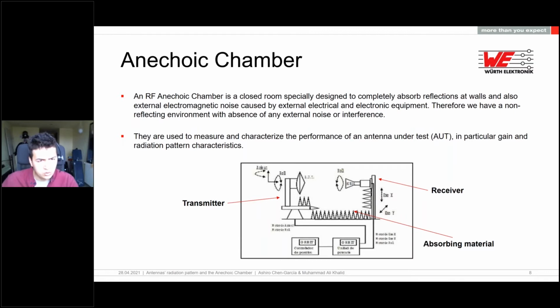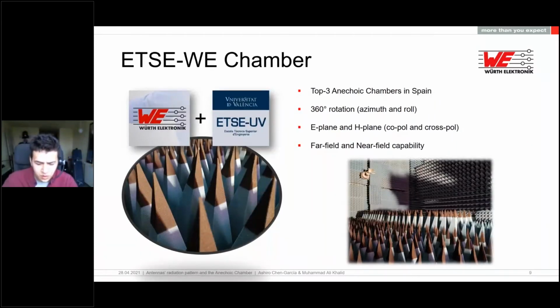At this point, I would like to comment that Würth Elektronik has signed a new agreement with the University of Valencia, which is located in Spain, for the use of their anechoic chamber, which is located in the Superior Engineering School in Valencia, inside the university. This is a well-equipped chamber and one of the biggest in Spain.